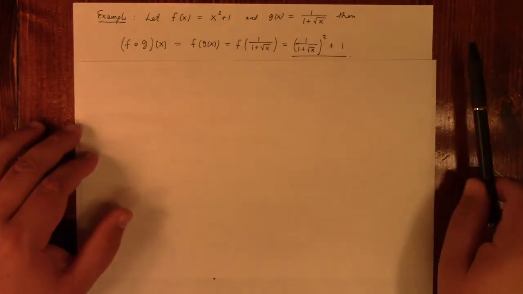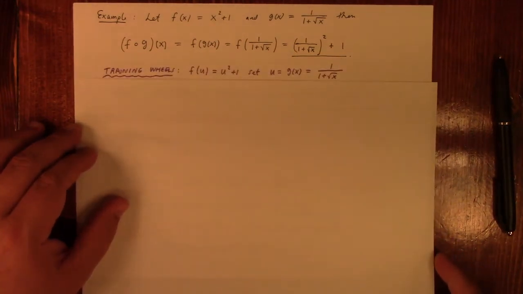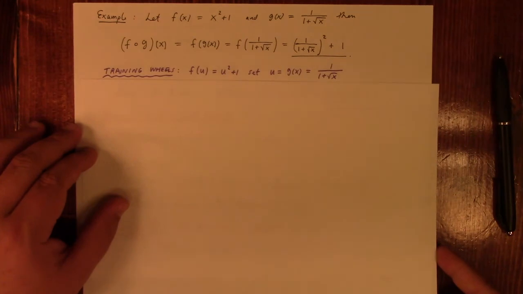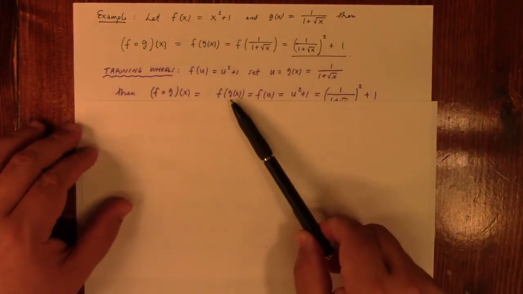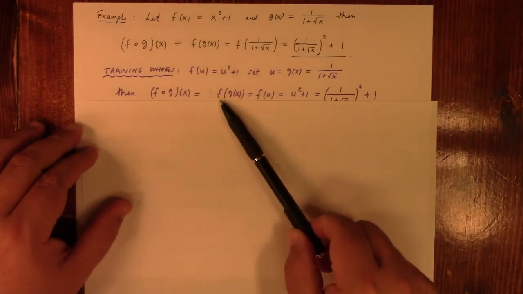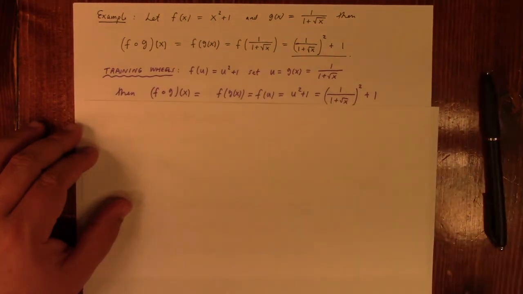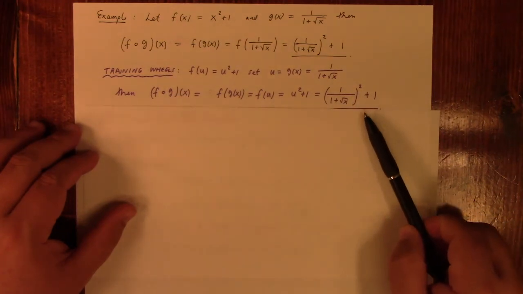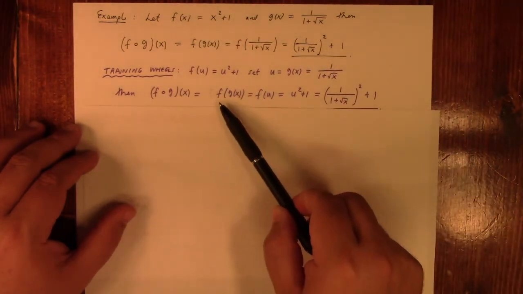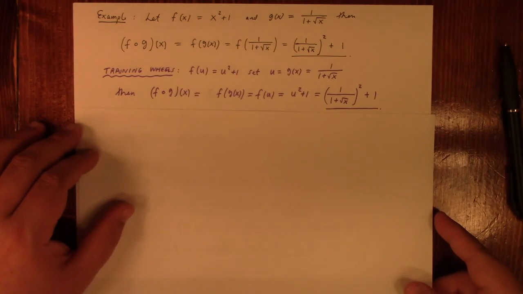Now, if you didn't follow this, a way you could break it down further, adding training wheels, is to look at f of u being u squared plus 1. Change the letter for the formula for f, and put u equal to g of x. Then f composed with g of x is f of g of x, which is f of u. But f of u is u squared plus 1, and u is equal to 1 over 1 plus the square root of x. Then we have to square that and add 1. As you can see, we got back to the same formula by using this variable change. So you can substitute a new variable and set g equal to it.